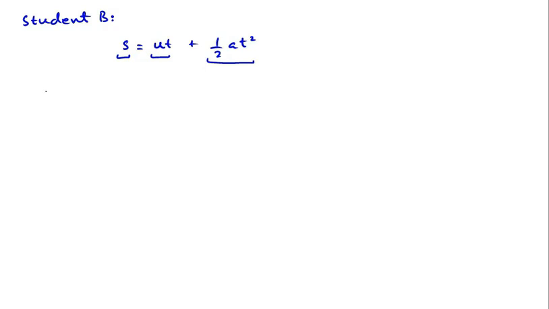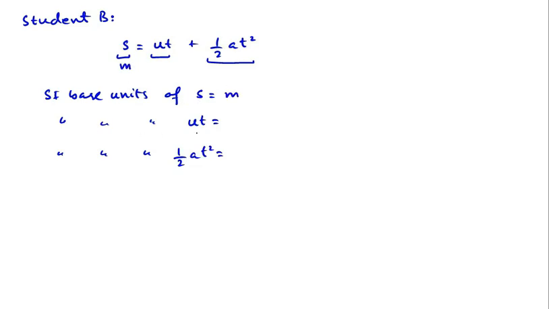SI base units of the first term s, SI base units of the second term ut, and SI base units of the third term half at squared. Students, SI base unit of the first term s is meter. SI base units of the second term ut are equal to SI base units of initial velocity u, which are meter per second, times SI base unit of time, which is second.